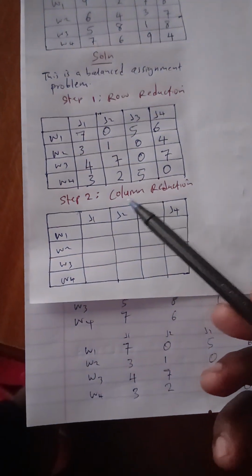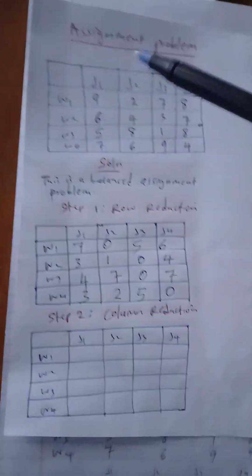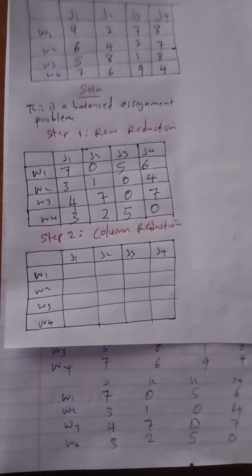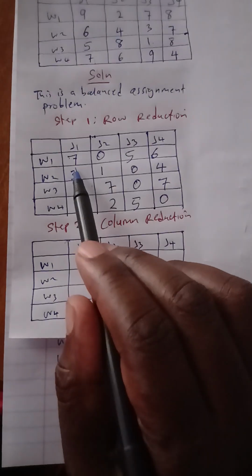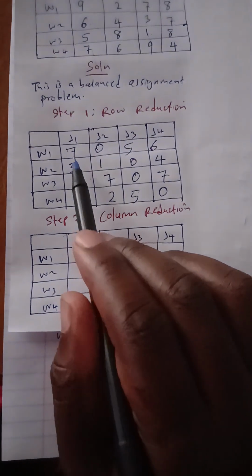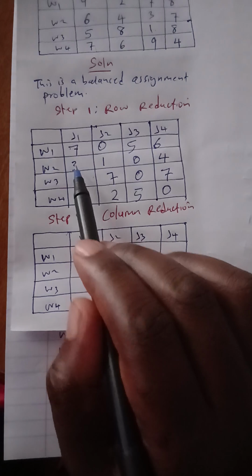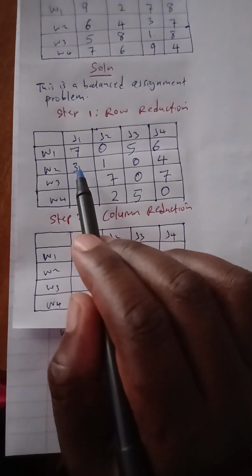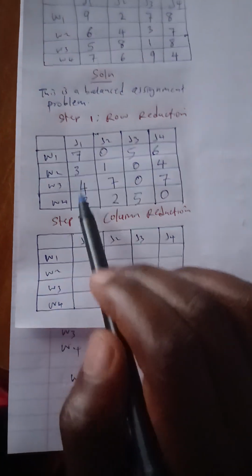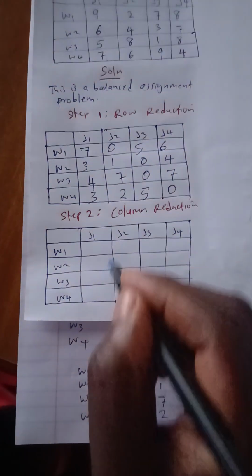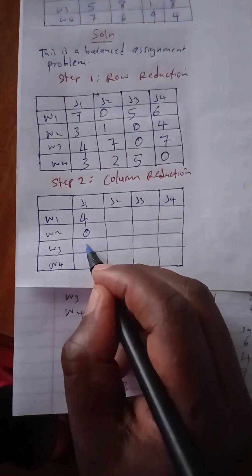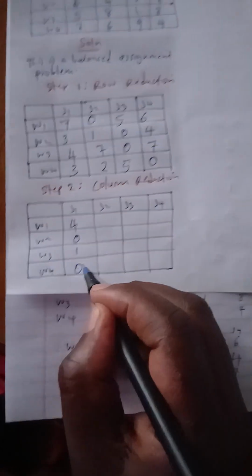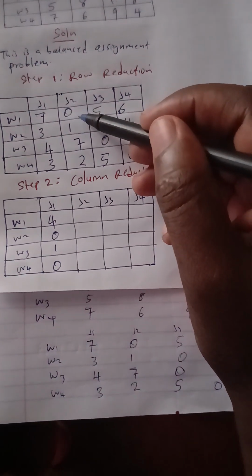where we are going to reduce each column. That's column reduction. Here we move to step 1, and from each column identify the smallest value. In column 1, the smallest value here is 3, so we subtract 3 from each element in this column 1. 7 minus 3, we get 4. 0, 1, 0.